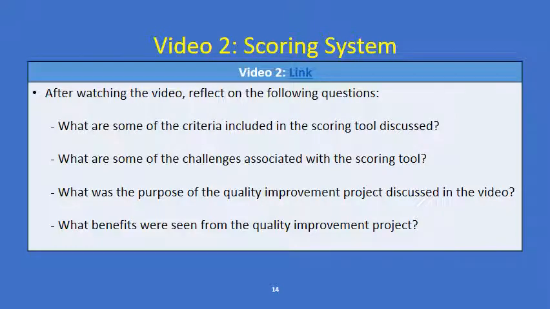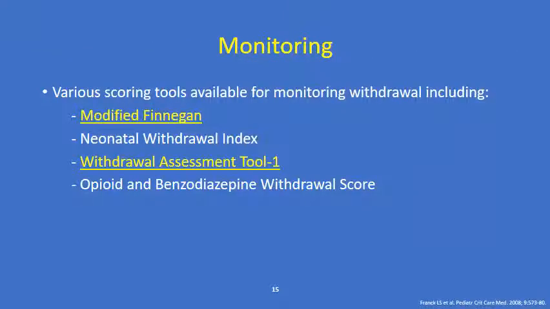So now we're going to talk about how we monitor. First I want you to watch another video, and I have some questions once you've watched it. What are some of the criteria included in the scoring tool discussed? What are some of the challenges associated with the scoring tool? What was the purpose of the quality improvement project discussed in the video? And then what were some of the benefits seen from the quality improvement project? I want to get you thinking about how we monitor and that kind of thing. And then I'm going to go into some more information after you've watched the video.